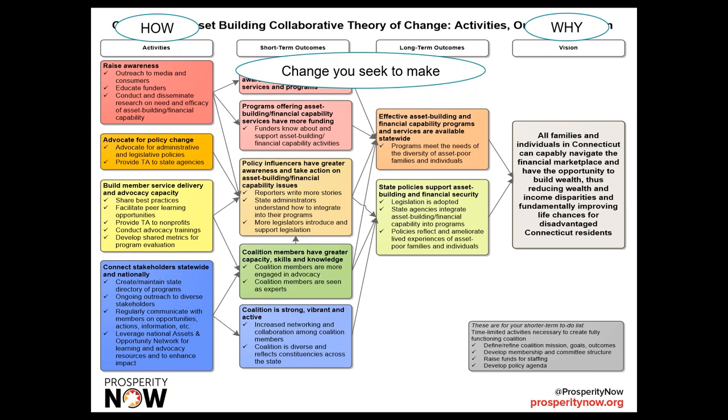And then we did the exercise of, then what's the change you seek to make? So the short-term outcomes are in 1 to 2 years. If you do these activities, what will be different in 1 to 2 years? That's your short-term outcomes. And then the long-term outcomes, that is what's going to happen in 3 to 5 years. 3 to 5 years from now, what will be different? Ultimately, how does that lead to the vision? So this is just an example. We use these oftentimes to identify metrics for fundraising, to identify activities to bring people into the fold, or just to be able to talk about the collective advocacy efforts in general and how we're operating.